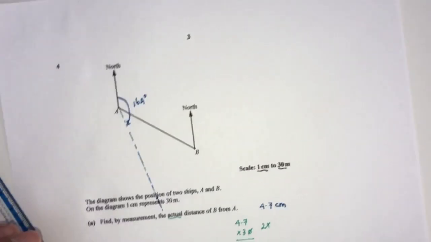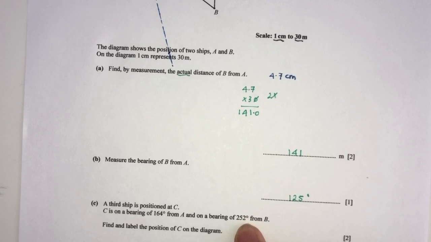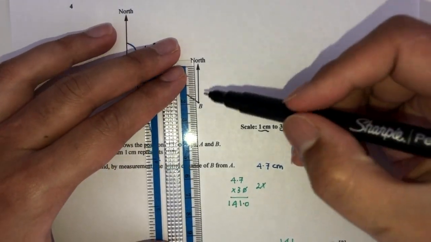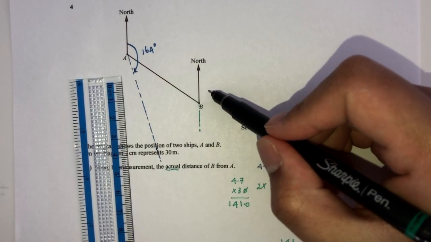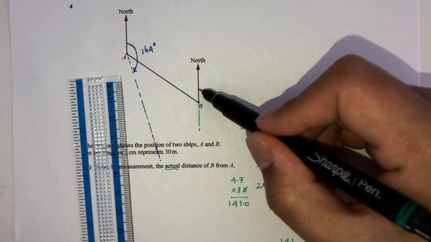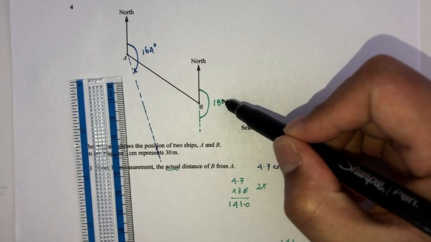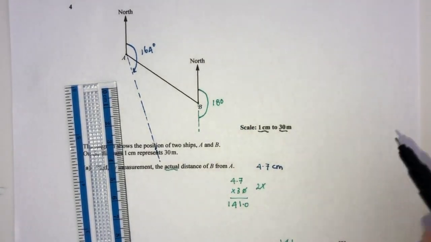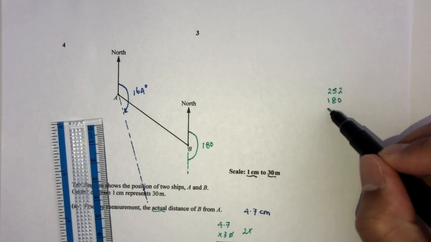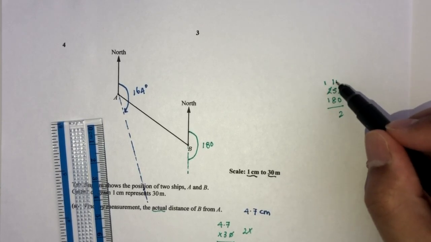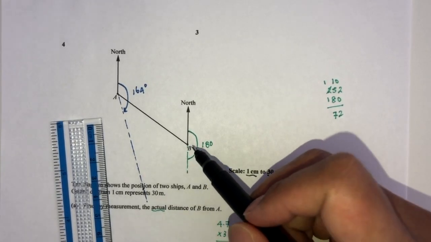Now the next one, it tells me the bearing of the point C from B is 252. So pretty easy. From B. So the angle here has to be 252. But I do know this is what? This is 180. So what is the rest? So we take 252 minus 180, that should be 72 here. So we have to measure 72 for the rest over here.